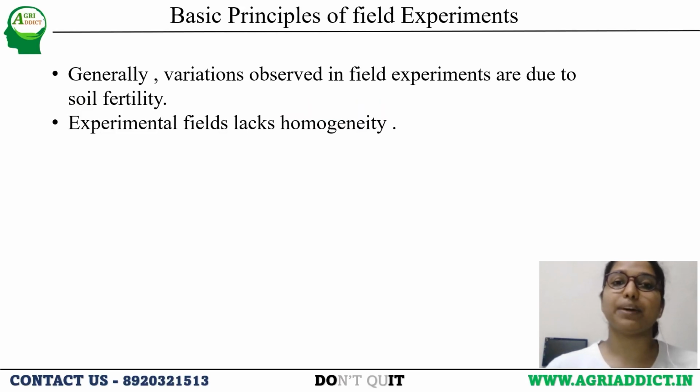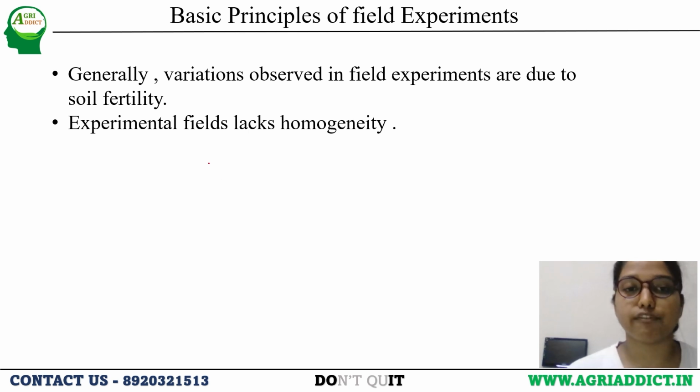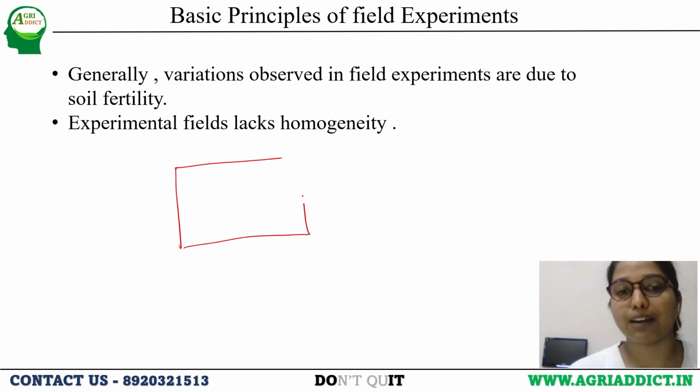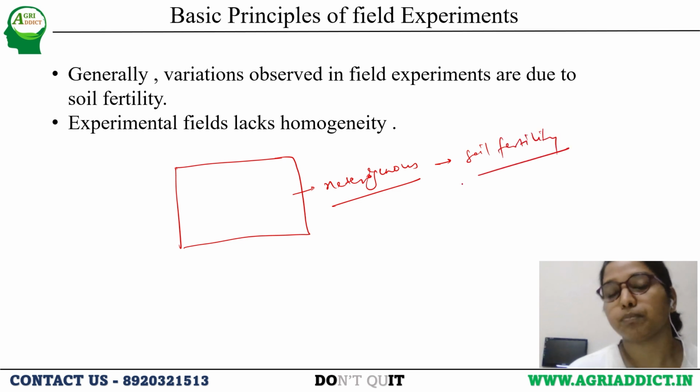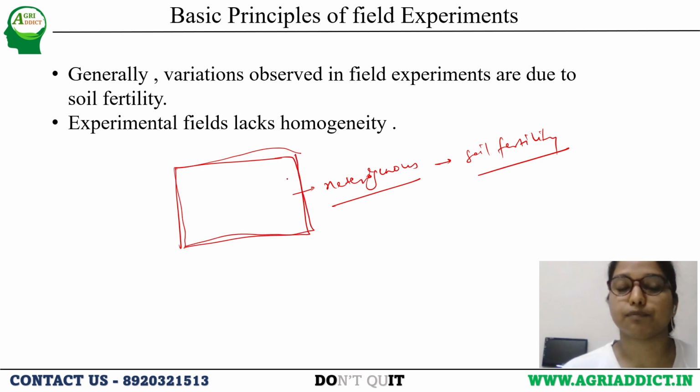So first we'll discuss the basic principles of field experiments. Why do we need these basic principles? Because if we are going for a field experiment, that field might be heterogeneous in nature. Generally this heterogeneity will be in terms of soil fertility, because when we are taking a field for an experiment, the fertility might vary.